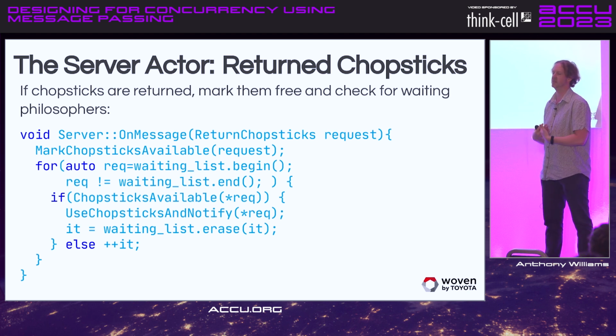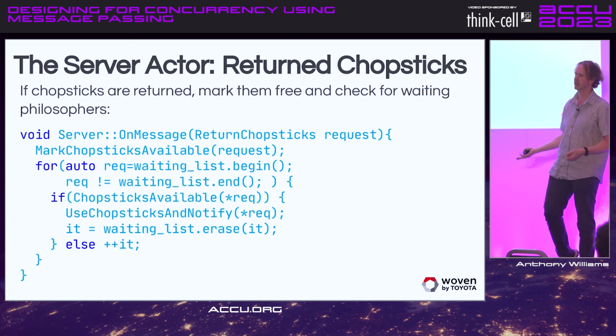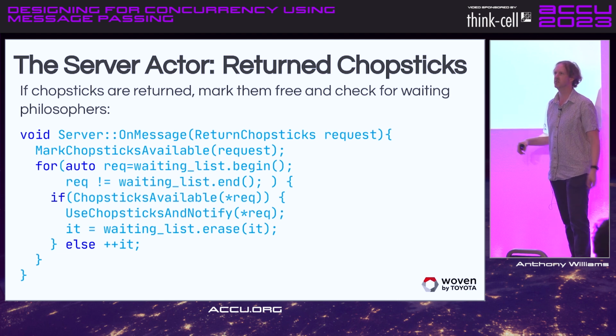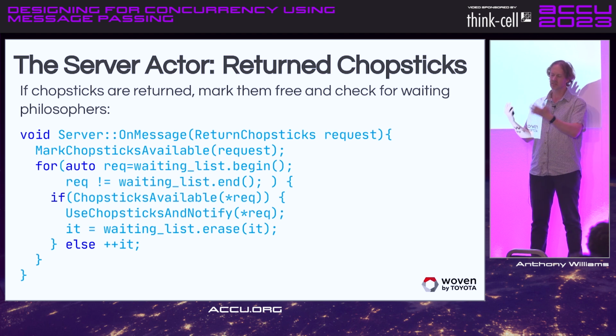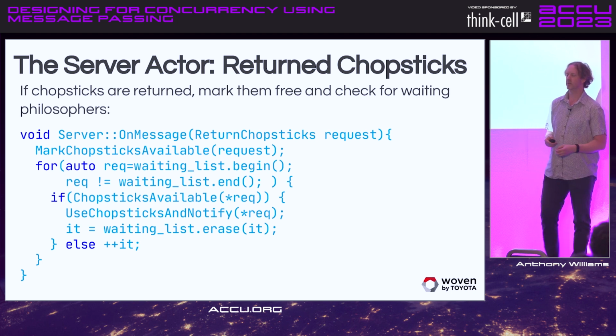But obviously we only need to do this processing when we get a message saying somebody's given back some chopsticks, because there's no point checking periodically just on the off chance. We know that the messages come in, so we know that the chopsticks are free.